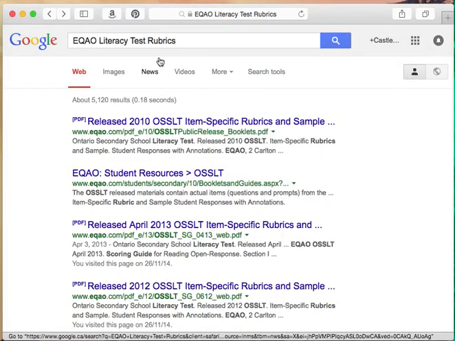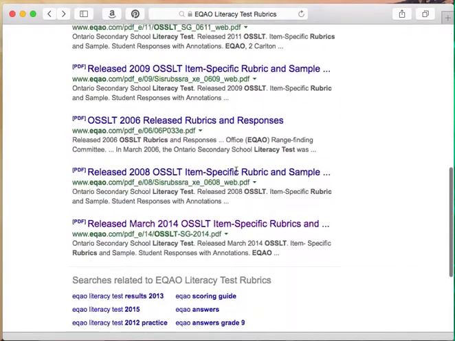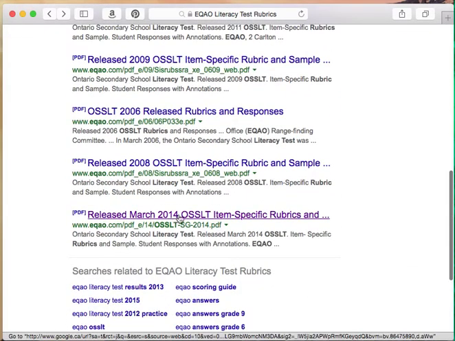How I would study for this test is I would Google search EQAO literacy test rubrics. They've got several here, but I would look for the most recent rubric, which should be 2014. You want to make sure that this is published by EQAO themselves because they are the authority. That is a credible source. Click on that.